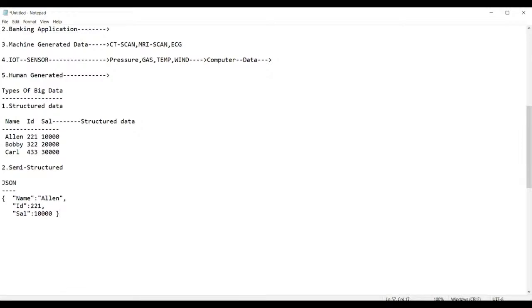Can you see, this kind of data is called what? Semi-structured data. This kind of data is called semi-structured data. And now finally, the third one is called what? Unstructured data.